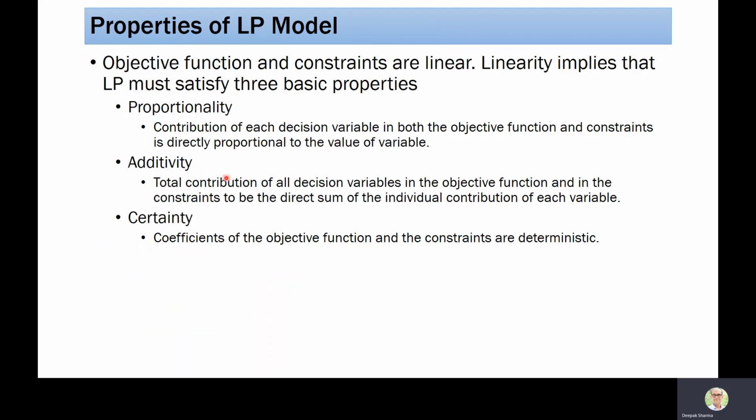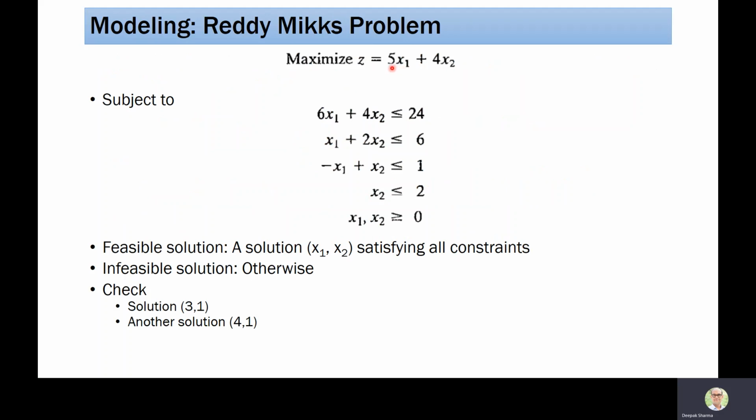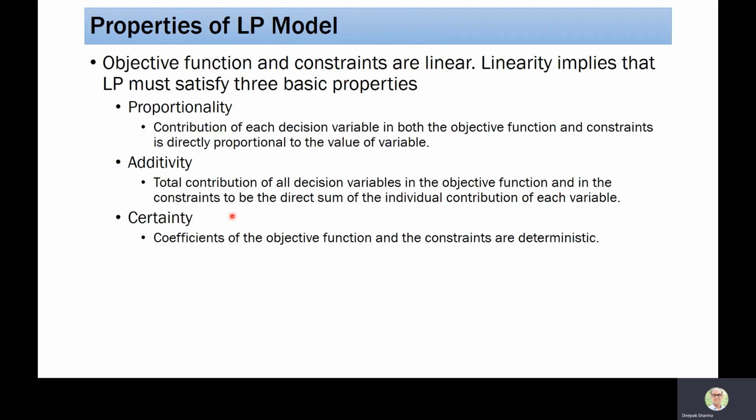Look at additivity. The total contribution of all decision variables in the objective function and in the constraints is the direct sum of the individual contributions of each variable. If we look at the total contribution of the decision variables in the objective function, here you can see that we are writing 5x1 plus 4x2. This is the total contribution in the objective function.